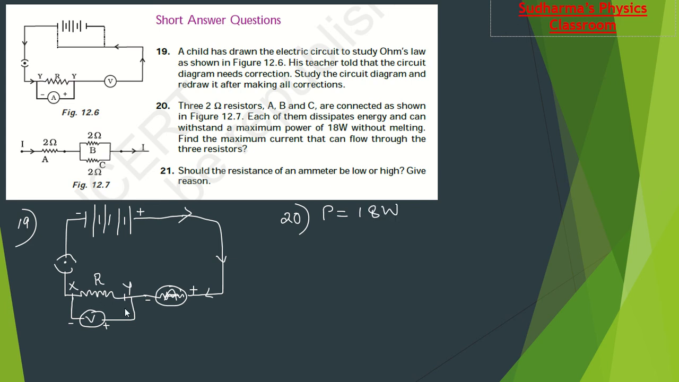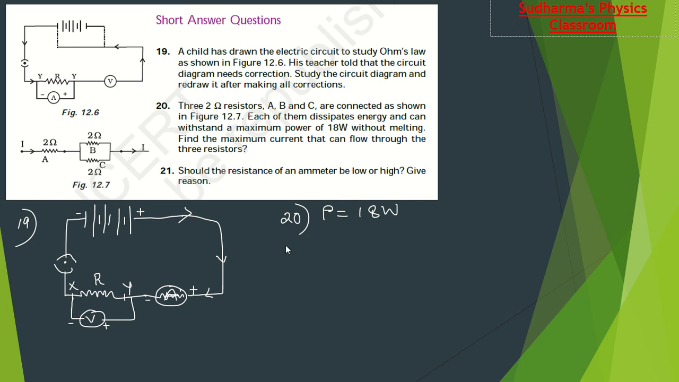So what is the maximum current that can flow through the three resistors? See, understand the difference here. These two are connected in parallel, and the other resistor, that resistance A, is connected in series. So when it can withstand the maximum power of 18 watt, let's see what is the current.